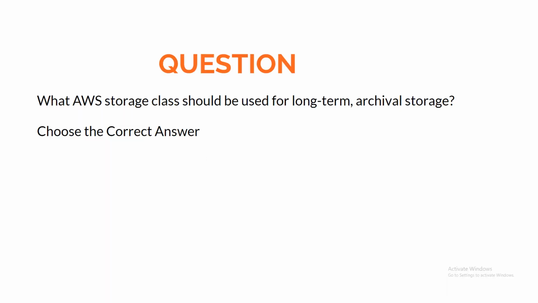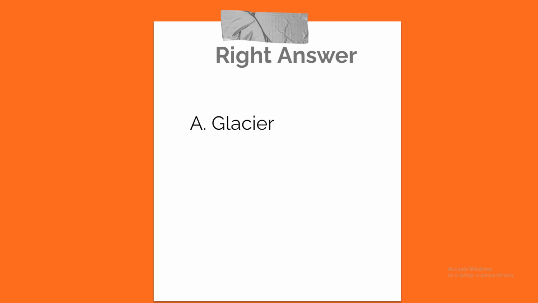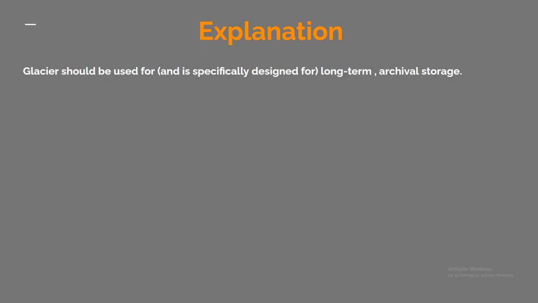Question. What AWS storage class should be used for long-term archival storage? Choose the correct answer. A. Glacier, B. Long-term, C. Standard, D. Infrequent access. Answer. A. Glacier. Explanation. Glacier should be used for, and is specifically designed for, long-term archival storage.